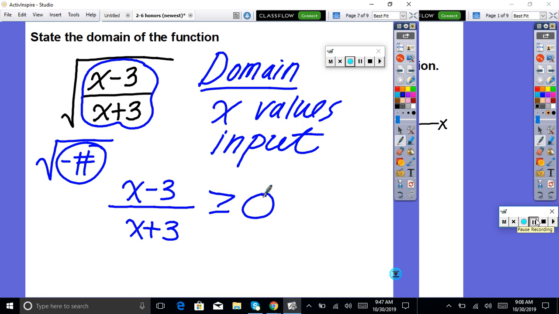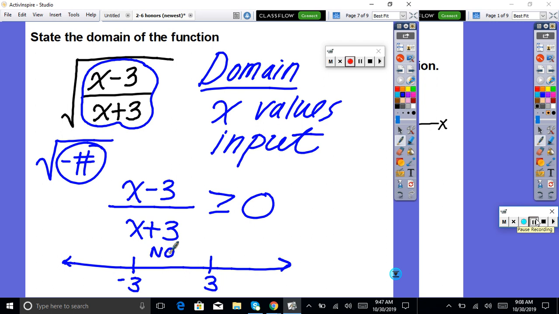Yes, so now what would we do? We would create a number line. Let's finish this one off for the video. It'll be pretty quick. What are my critical values? Negative 3 and 3. And then we'll test. So let's just plug in 0. If we plug in 0, we get a negative. Is a negative greater than or equal to 0? No. Okay, so then let's plug in negative 4.